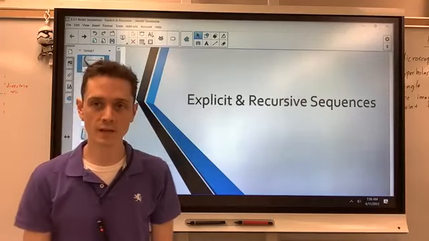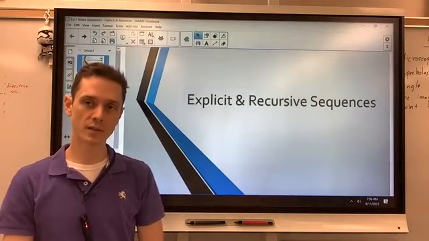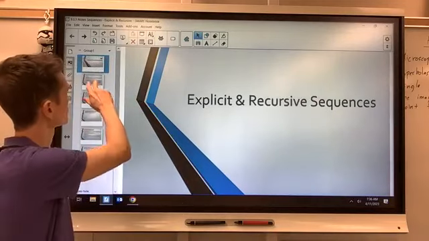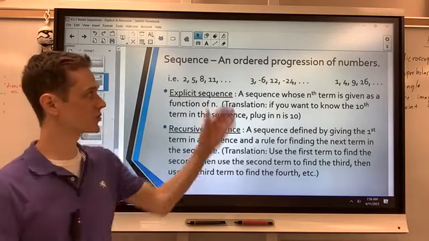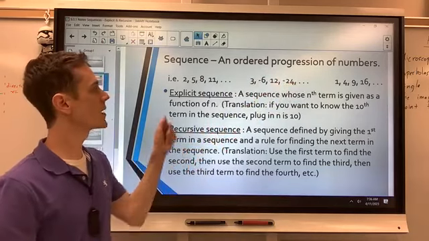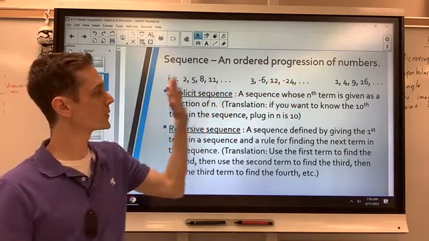In this video, we're going to look at two types of sequences, one called explicit and one called recursive. So first, let's talk about what a sequence is in general terms. A sequence is just an ordered progression of numbers. Now, there might be different patterns for how you go from one number in the sequence to the next.